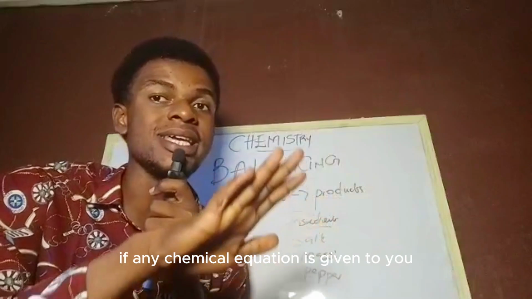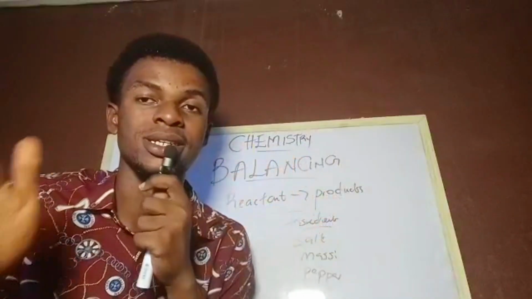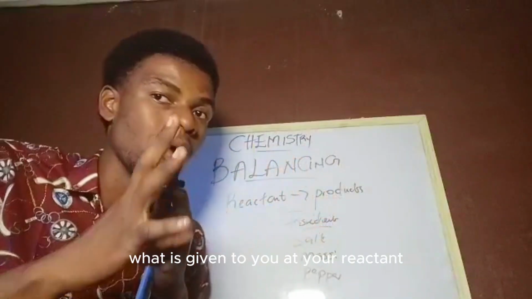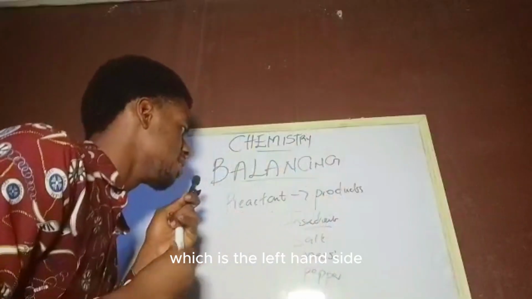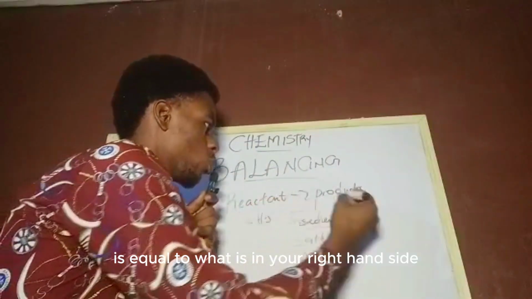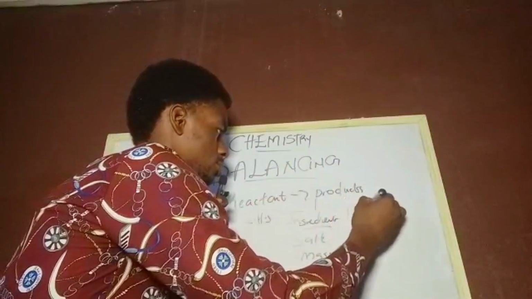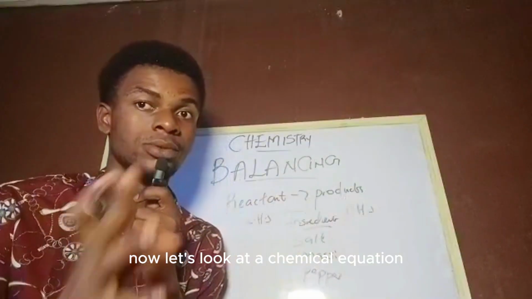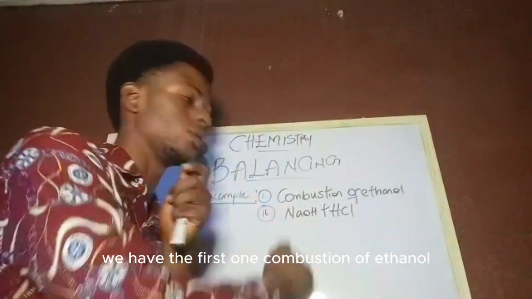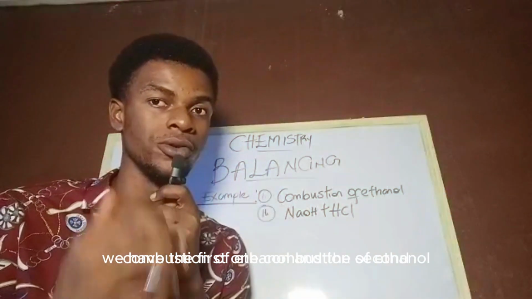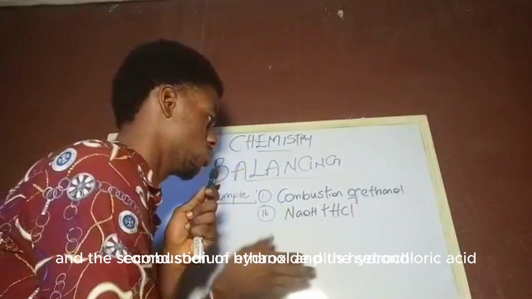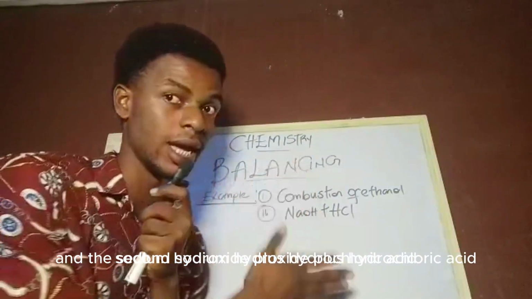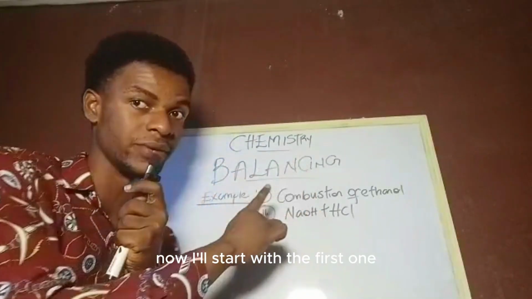So if any chemical equation is given to you, the first thing you make sure of is that what is given to you at your reactant, which is the left hand side, is equal to what is in your right hand side. Now let's look at an example. We have the first one, combustion of ethanol, and the second one, sodium hydroxide plus hydrochloric acid. Now I'll start with the first one.